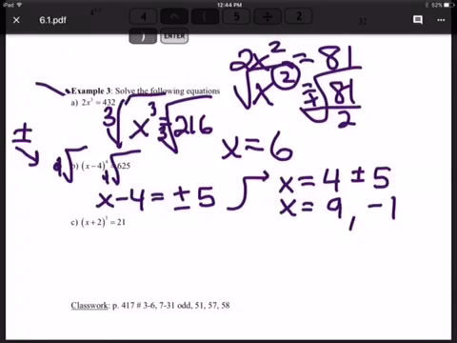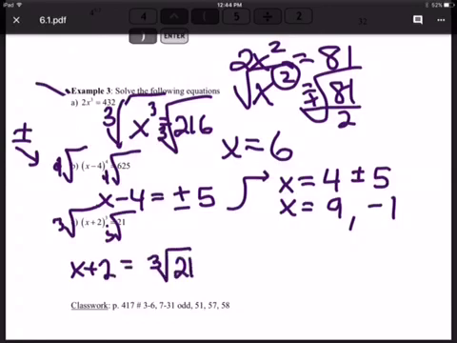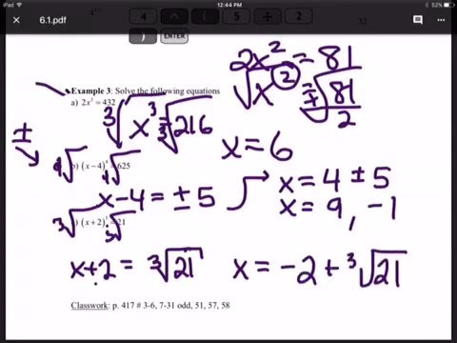All right, last but not least, example C. It's very similar to B, except I'm going to take the cube root, and since it's an odd root, I do not need a plus or minus. So I'm going to have x plus 2 is equal to the cube root of 21, which is not a perfect cube, so I'm just going to leave it like that. And I'm going to subtract the 2 over. So I get x is equal to negative 2 plus the cube root of 21, whatever that is.